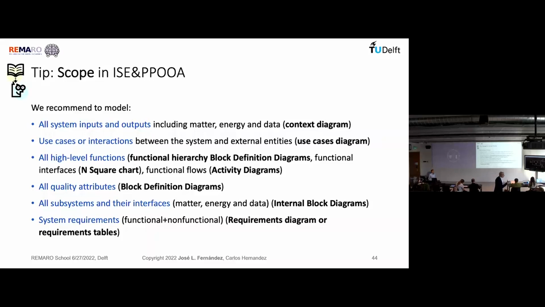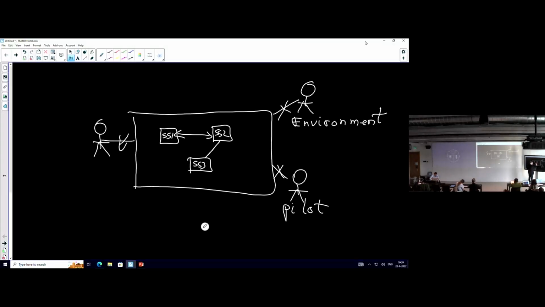So it's important to identify the quality attributes and model them. Here we are writing the diagram or modeling artifact we recommend. All subsystems and the interfaces. And also the interfaces of the system with the outside, with the context. Okay? Interfaces in systems engineering are very important.